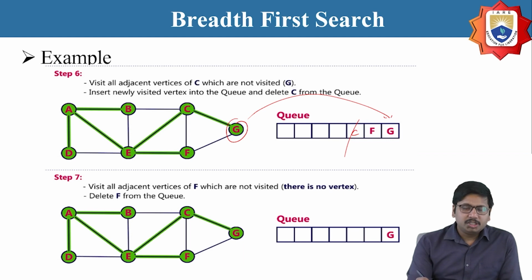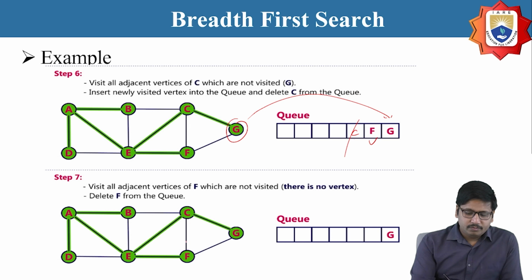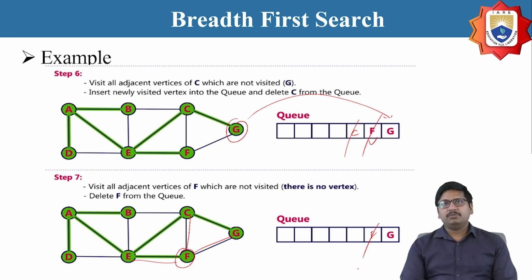And so visit all the vertices of F. So in Q, next one is F. So from F, any non-visited vertices are there? No, all the vertices are visited. So we have to delete F also here. So from here, I'm going to delete F also.